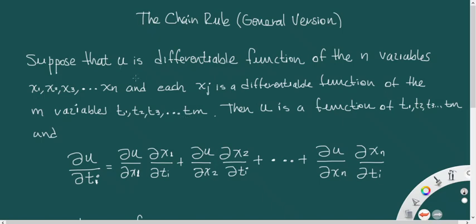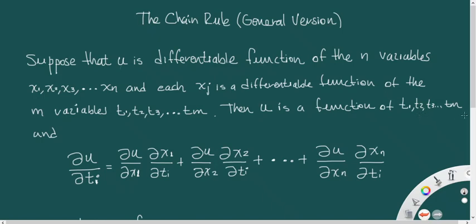So u is dependent on x and x are dependent on t. But because we have a chain rule here, because x behavior depends on the change of t, then the change of u depends on the change of x and also depends on the change of t. So u at the end is a function of t from t sub 1 all the way up to t sub m.